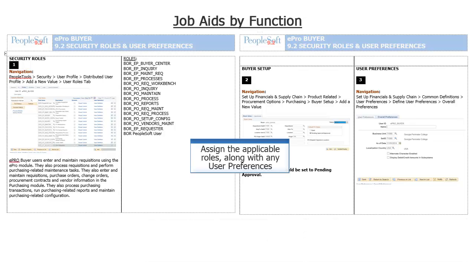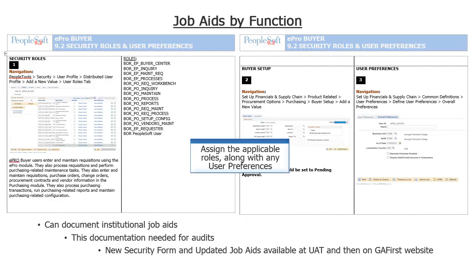If your institution varies in the roles than what is listed in the ITS job aids, then you need to document your own job aid and list the applicable roles. Why? You'll need this level of documentation at audit time. The new security request form and updated job aids will be available during UAT. After that, they will also be available on the Georgia First website.